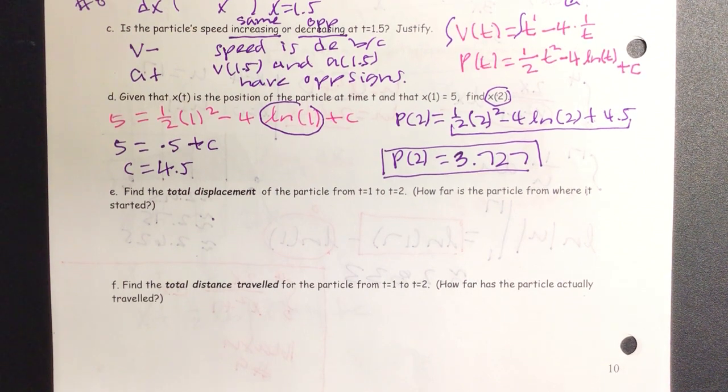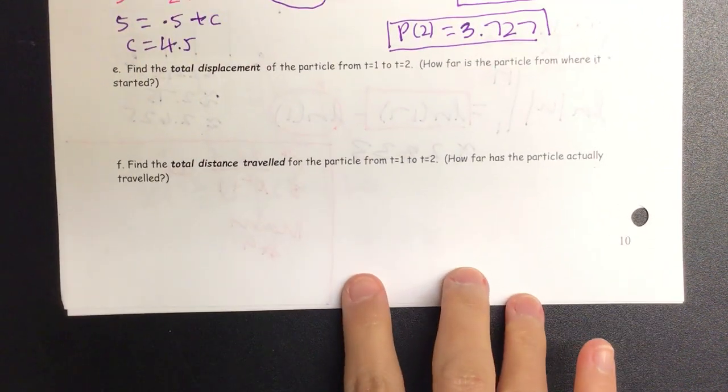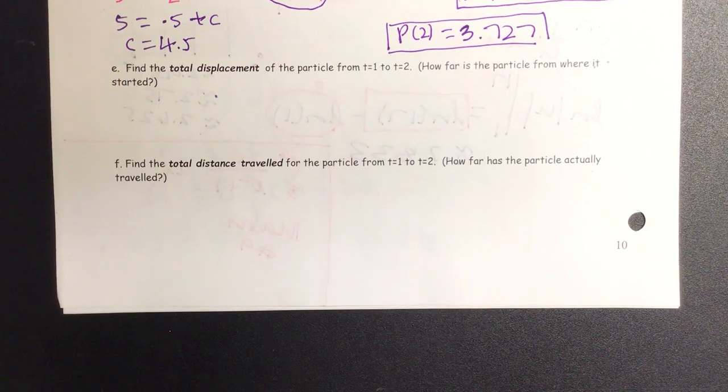Now let's compare E and F, because it sounds the same. Read E and F to your partner, and decide what one is trying to tell us versus the other. Find the total displacement of the particle from t equals 1 to t equals 2. How far is the particle from where it started? And find the total distance traveled by the particle from t equals 1 to t equals 2. How far is the particle actually traveling?